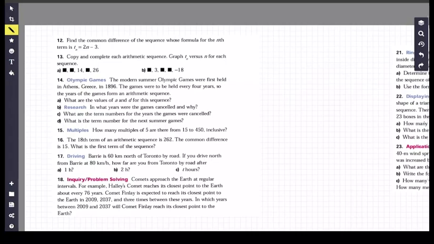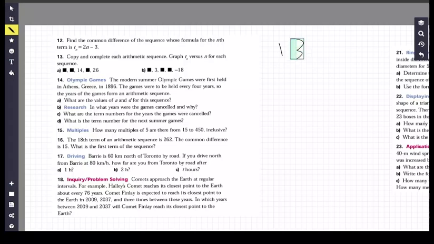Find the common difference for the sequence whose formula is this. Just write out the terms. For 1, that's just -1. For 2, that is just 1, and for 3, that's just 3. So the increment is 2, so obviously our common difference is d equals 2. And that is our 12.